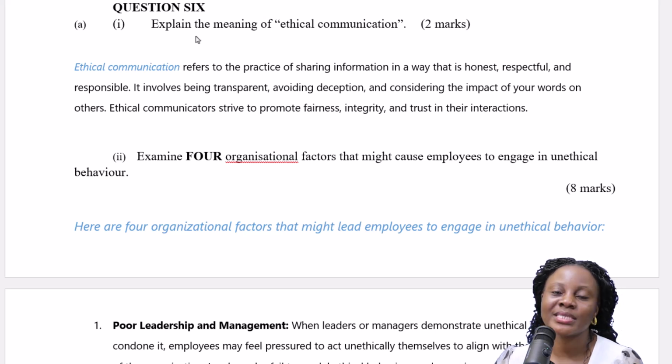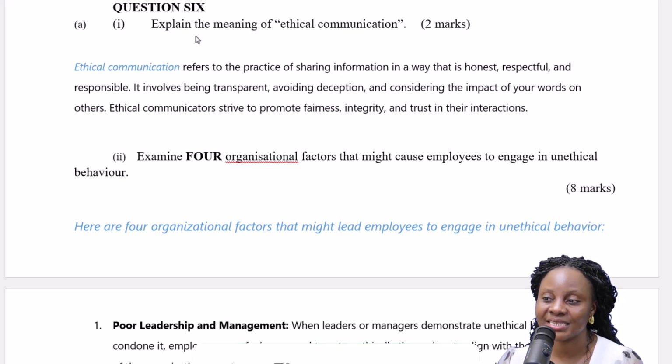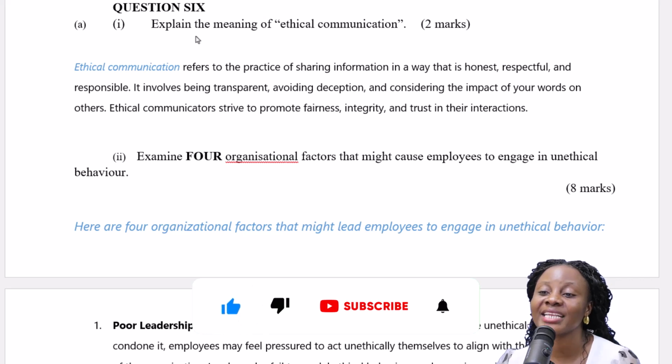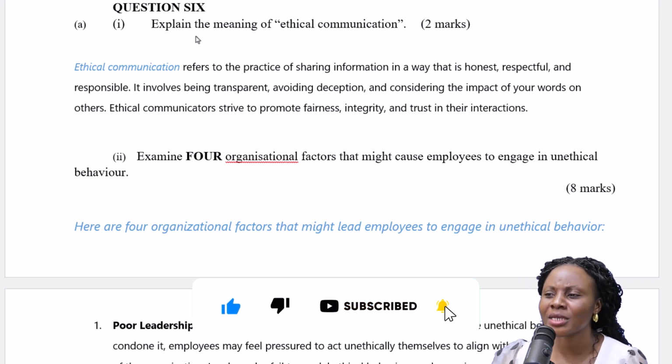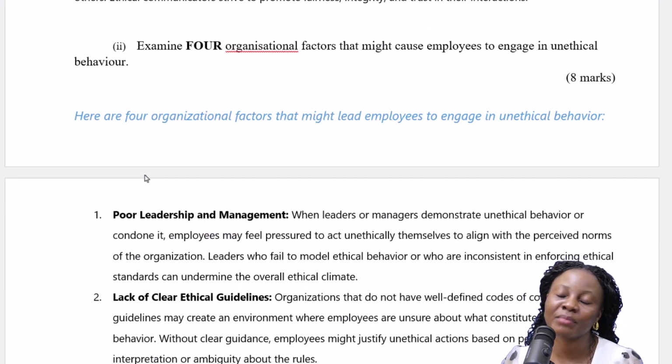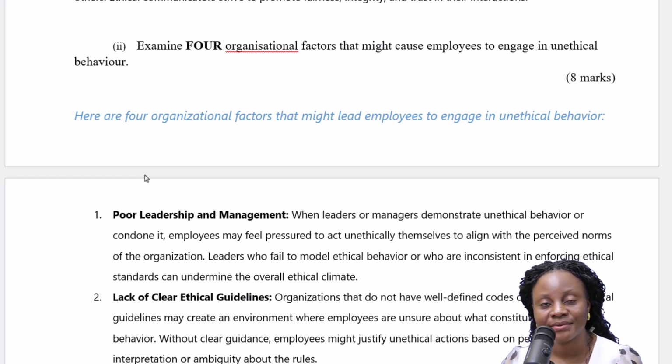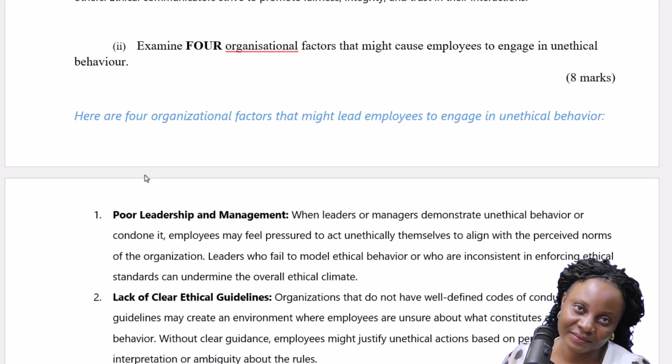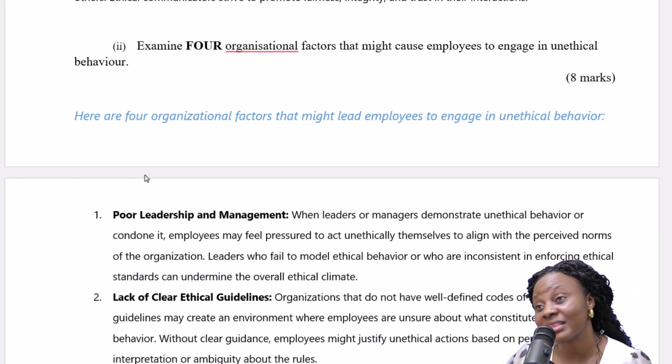6A Roman 2 says, examine 4 organizational factors that might cause employees to engage in unethical behavior. What are some of the factors that might cause employees to behave unethically in an organization? Number 1, poor leadership and management. Yes, you might have poor leaders who are not role models themselves. Because if you are a leader, that means you are a role model. These people look up to you. So if you are a leader and already you're behaving unethically, what do you expect from the people you lead? Poor leadership and management, number 1.